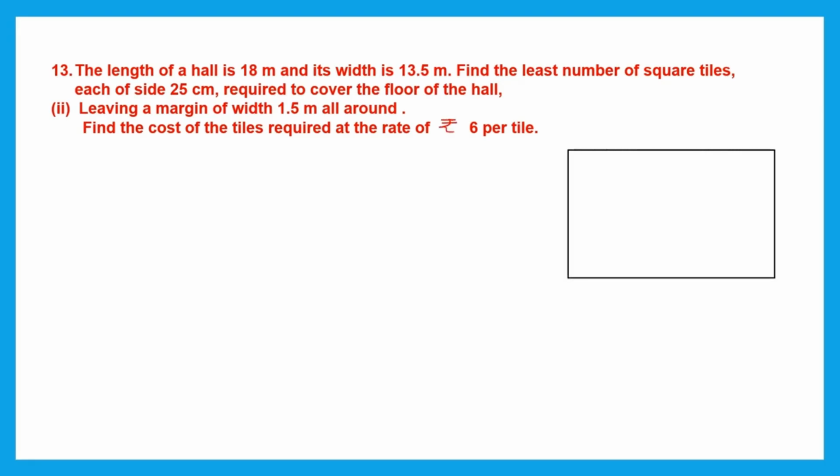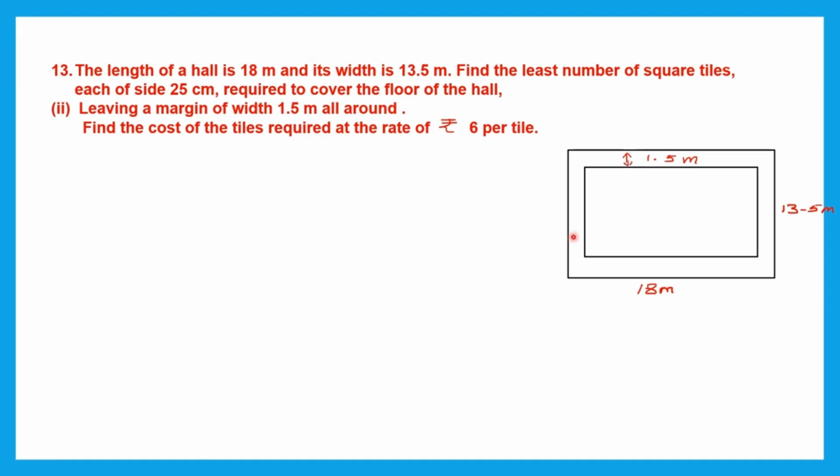So here we have this rectangle and we already know the length is 18 meters. The breadth is 13.5 meters. And now we've been asked to leave a margin inside and then arrange the tiles on it. So that means if we leave a margin, we get a space like this. And this is 1.5 meters, not 25, 1.5 meters, this space. This margin here is 1.5 meters all around. It says all around, so all around it is 1.5 meters.